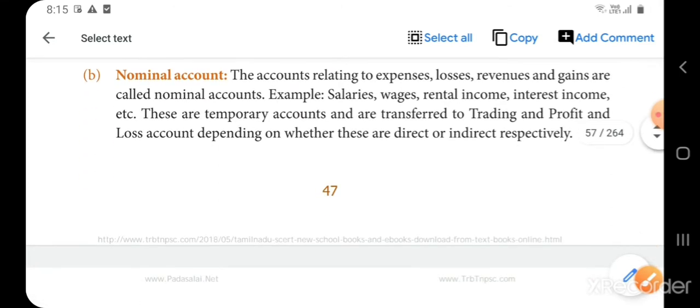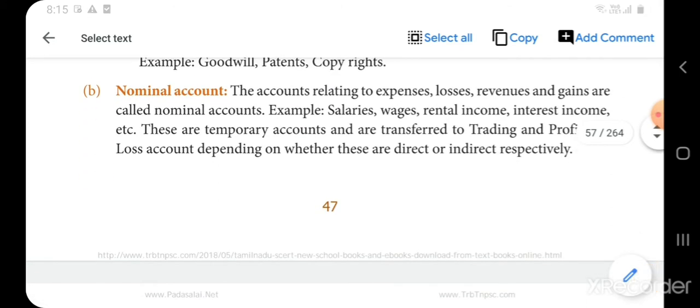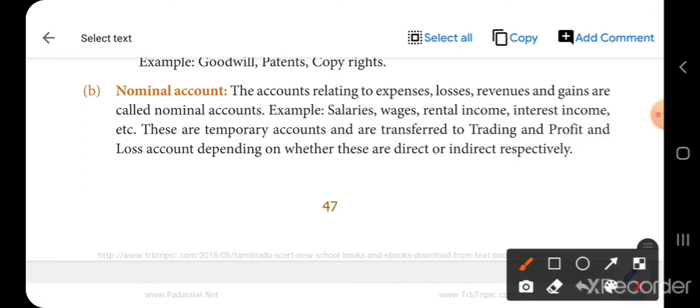Next is nominal account. All the expenses and incomes come under the nominal account. Example, salary is an expense. You have to pay the salary to the employees, so it comes under the nominal account. Wages is an expense. Rental income, all the expenses and incomes come under the nominal account. Interest, if you receive any interest on some deposits, it is an income, and it comes under the nominal account.